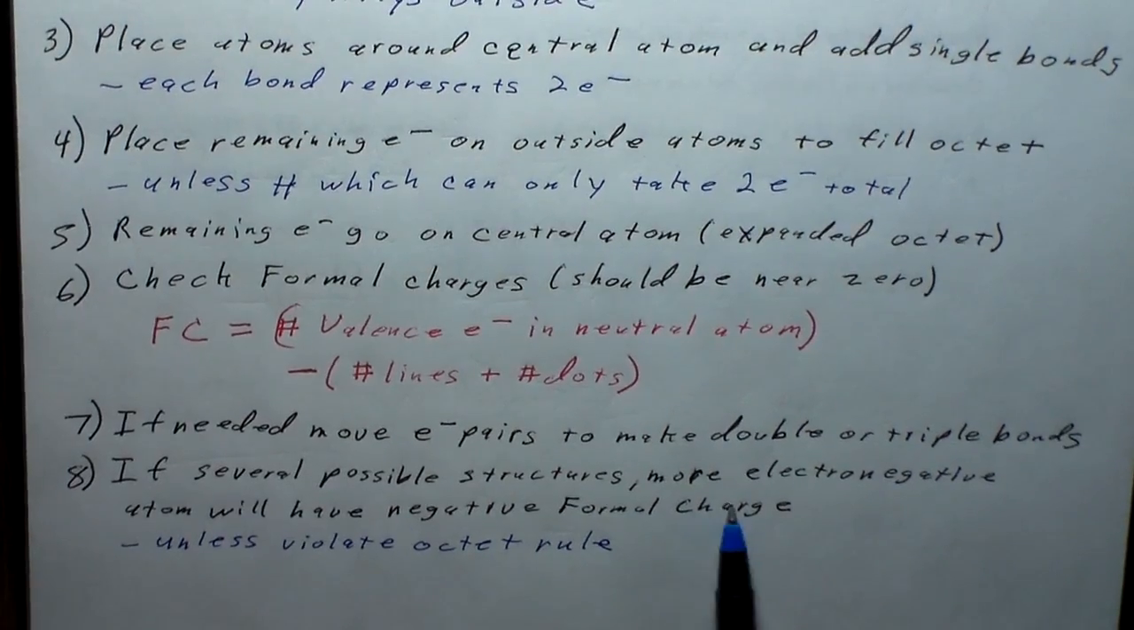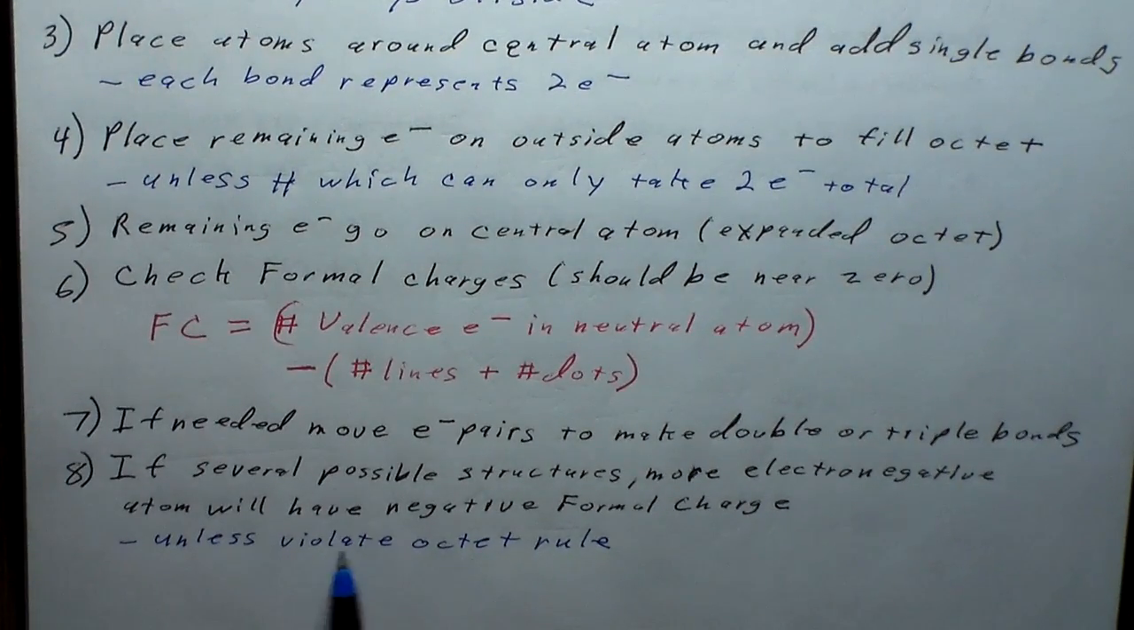All right, now if there are several possible structures with this, the more electronegative atom is going to have the negative formal charge. Essentially, these formal charges aren't real charges in a real sense, but they do give an idea where the electrons are going to be hanging out more often. So if you have several possible structures, the electrons want to hang out with the more electronegative atoms, so that's going to be the more favored structure. Unless, of course, this is going to violate the octet rule. And again, we'll be seeing what can be violated, what can't be violated in a little bit.